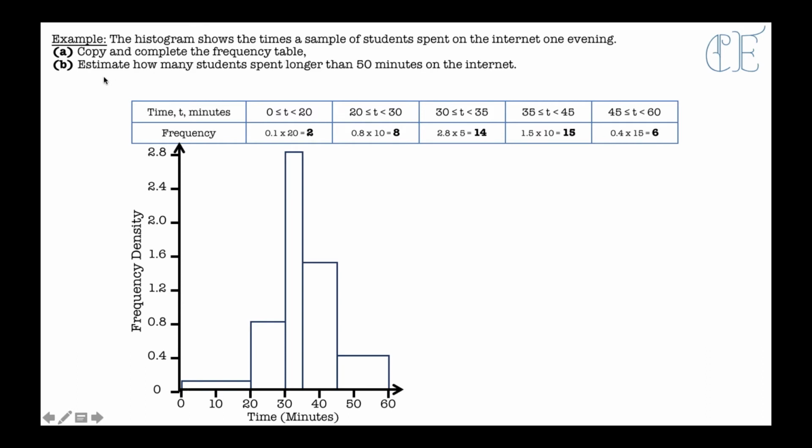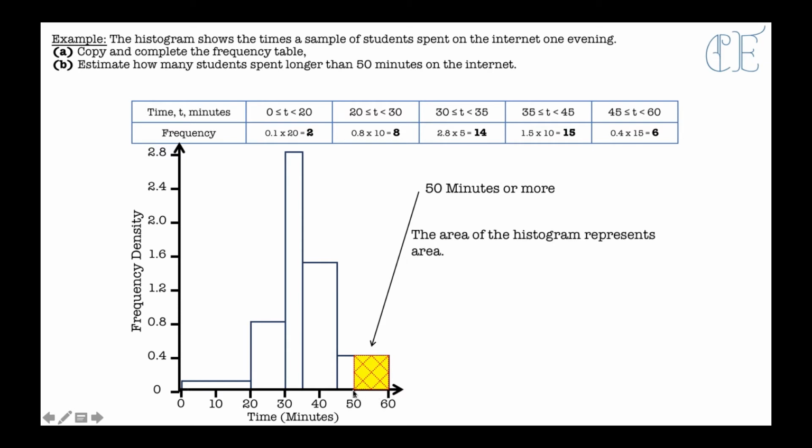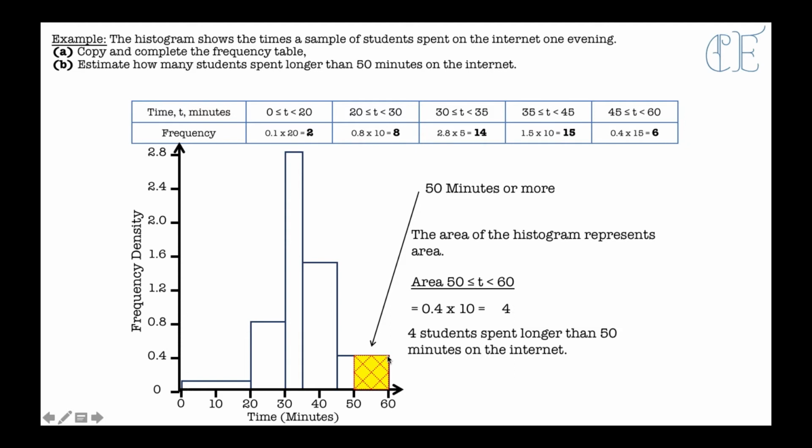Now B asks us to estimate how many students spent longer than 50 minutes on the internet. So we need to look down here at the times, and we need to know 50 minutes or more. So 50 minutes or more is actually this section, and to work out how many people, we must find the area. So we need to do 10 times 0.4, which is 4. So 4 students spent longer than 50 minutes on the internet.